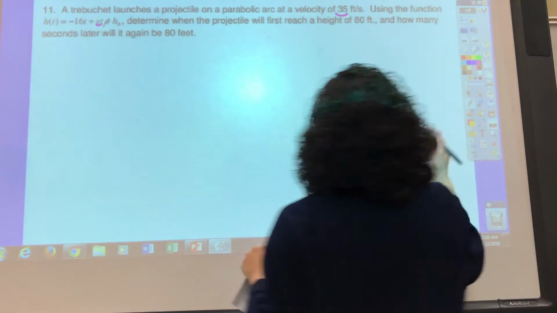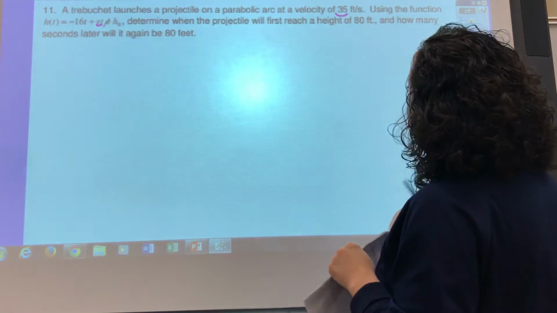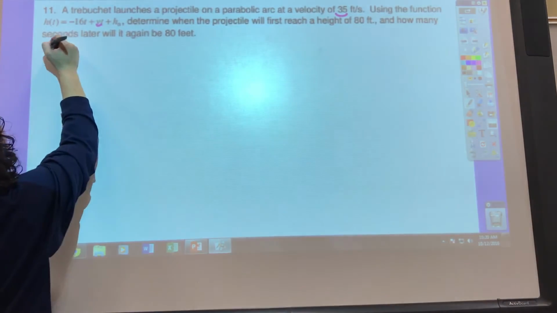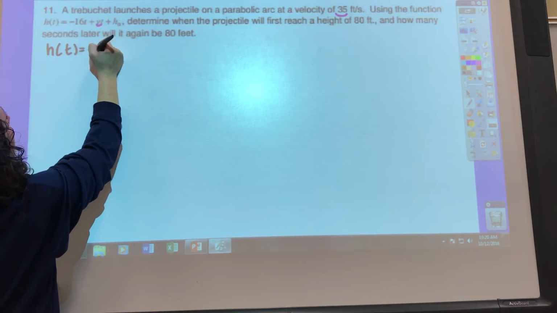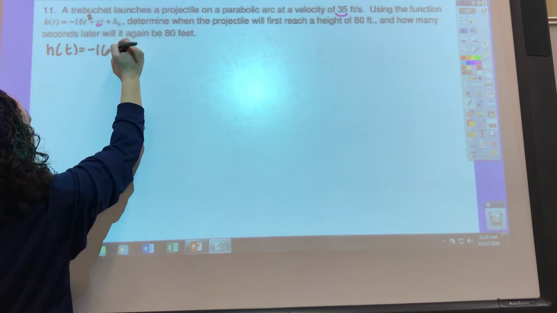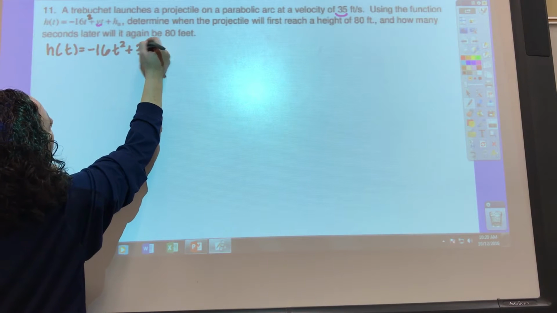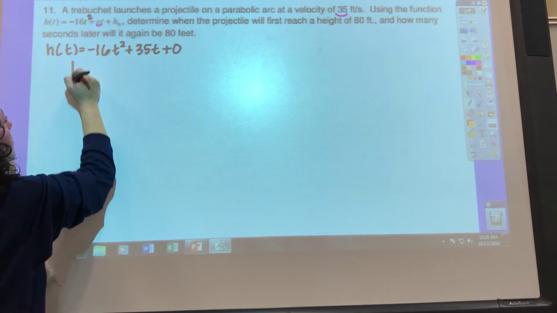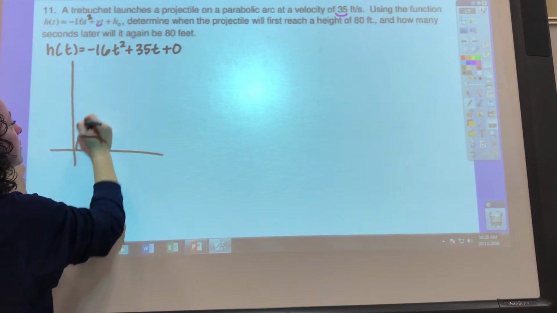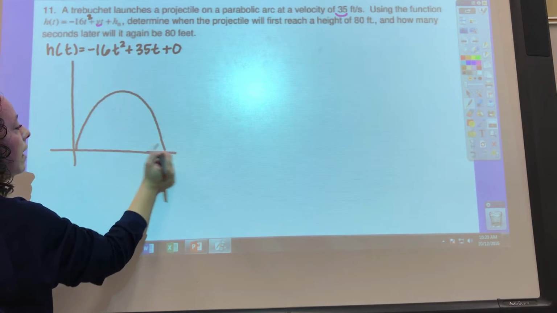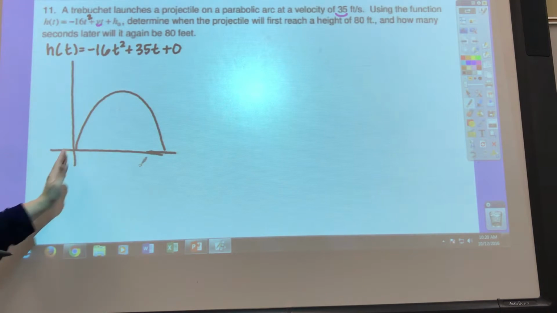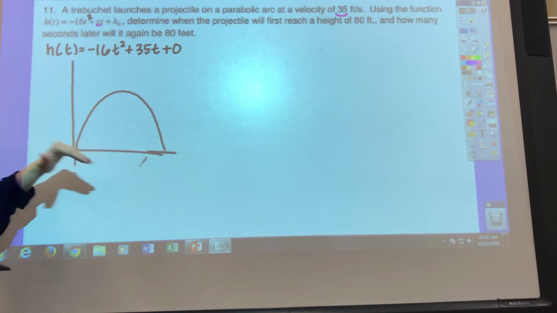So this is similar to the last one with the cloud cover. Very, very similar. So let's think about it. Let's go ahead and plug in our parameters. So h of t equals negative 16t squared plus 35t plus 0 because the starting height is 0. So it's going to look like this. Catapults up there. Now, it wants to know when this projectile will first reach a height of 80.